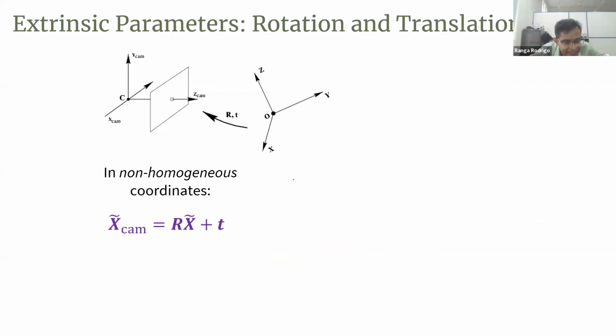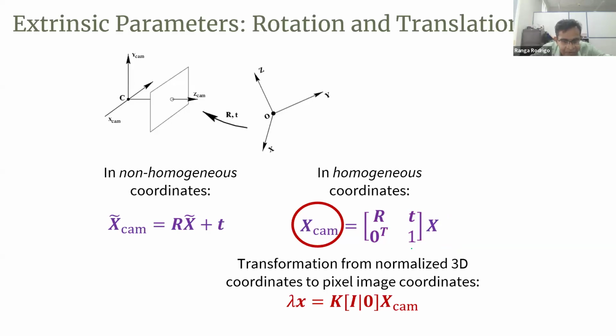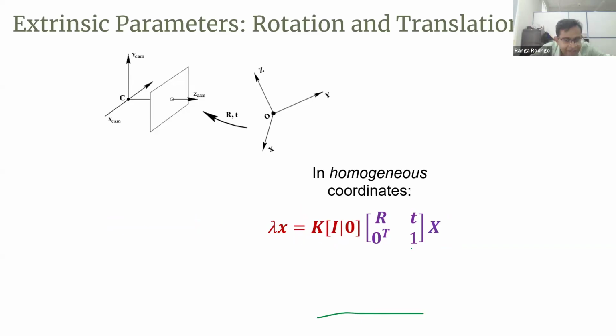So now we can get capital X with respect to the camera. In homogeneous coordinates, we have to put a 1 there. Please remember that. Then you get x cam, 1 by multiplying this by R and T, with 0 transposed, where 0 is 3 by 1, and the 1 is there. So in homogeneous coordinates, it is R T, 0, 1, times X. The transformation from normalized 3D coordinates to pixel image coordinates is this. Finally, when you incorporate that, you will see finally lambda x equals K R T X, where T is equal to minus R C. This is something that you have to remember.